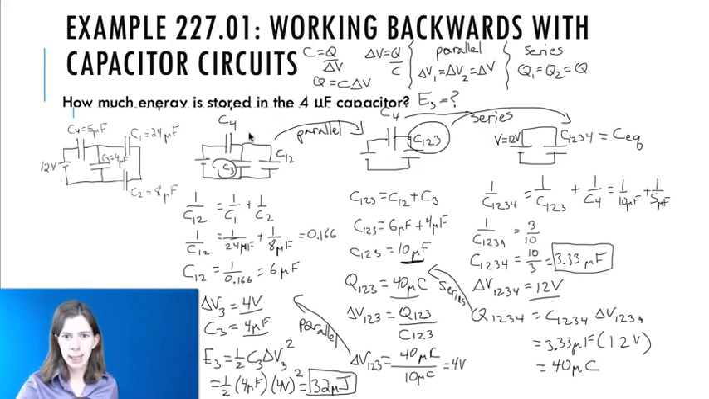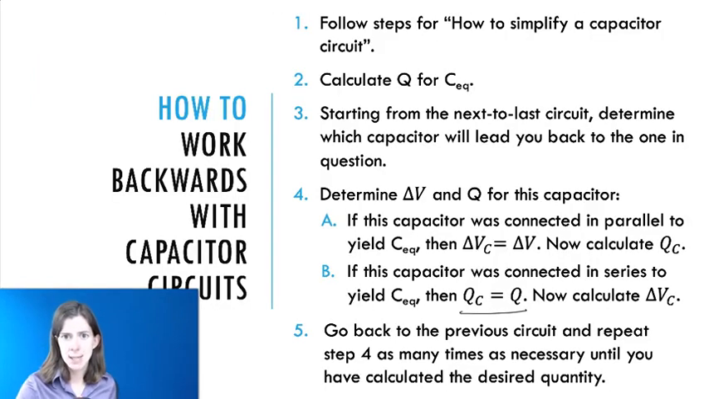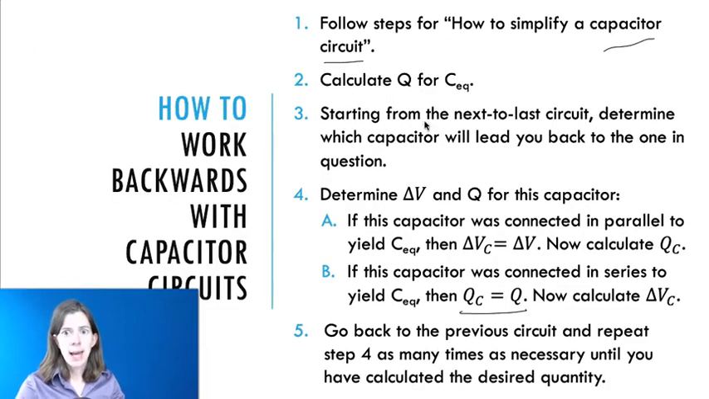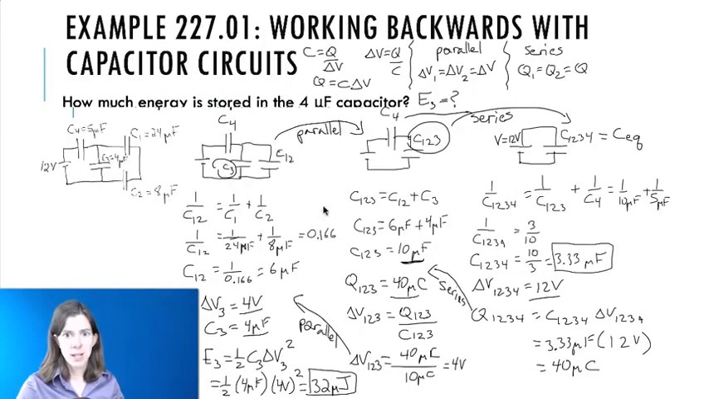Let's take just a minute to look at the steps that I wrote out to see how they can actually help us. Let's say you forget how you're supposed to solve this type of problem. Let's look at the steps. We found the equivalent capacitance. Calculate Q for C equivalent. That's the first thing that we did here. We found the 40 microcoulombs. Determine which capacitor will lead you back to the one in question. That's what we did. We found C123.